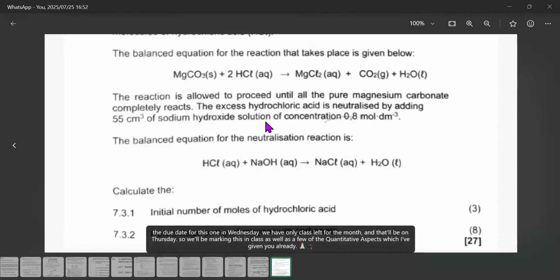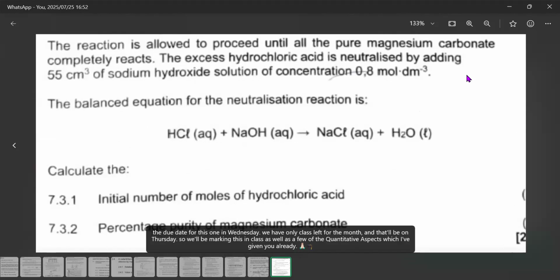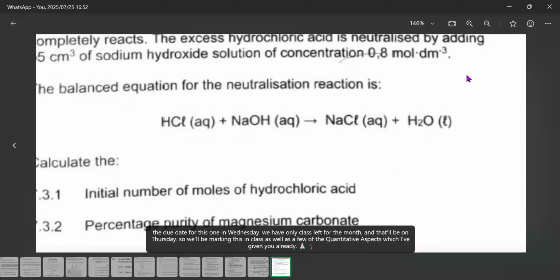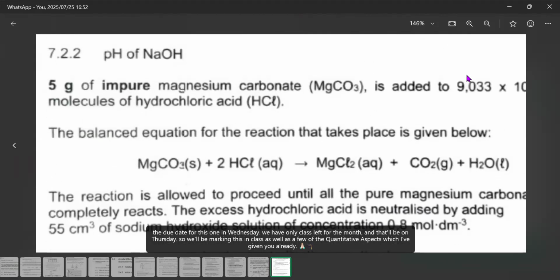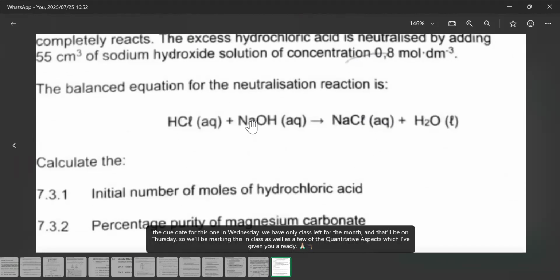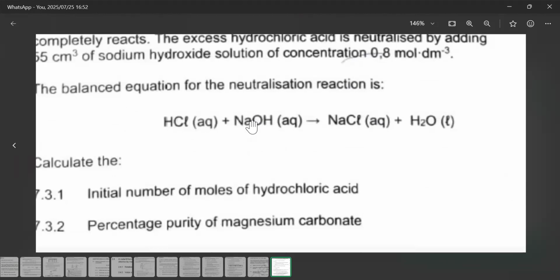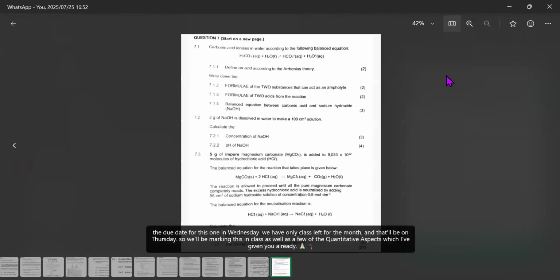Oh, I think what I wrote here is now giving me a challenge. So what can I do? Yes, the next question is asking us to calculate the percentage purity of magnesium carbonate. In other words, how much magnesium carbonate is there in this impure sample having a mass of 5 grams? But of course, we express it as a percentage. And this is actually for 8 marks, right?